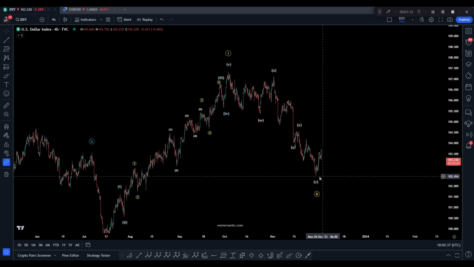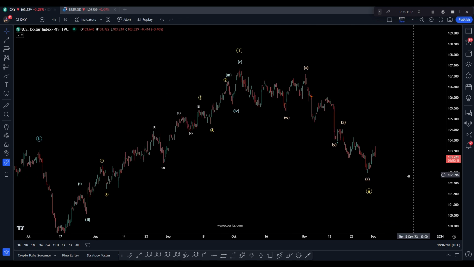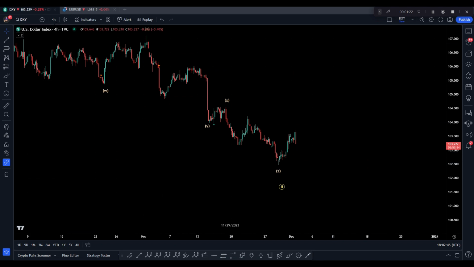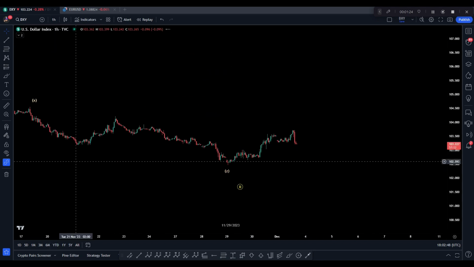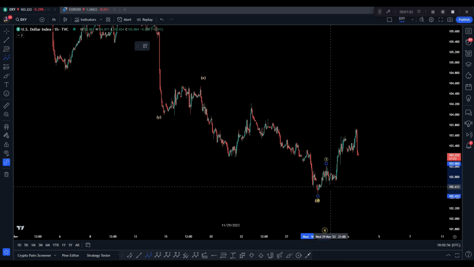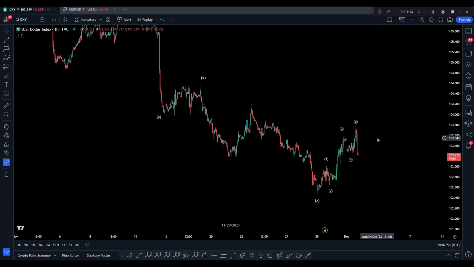And since that 61.8% bottom here, it appears, okay, and this is the 4-hour time frame, I can drop down a little bit. It appears that we have a 5-wave move. All right, should be 1, 2, 3, 4, 5.